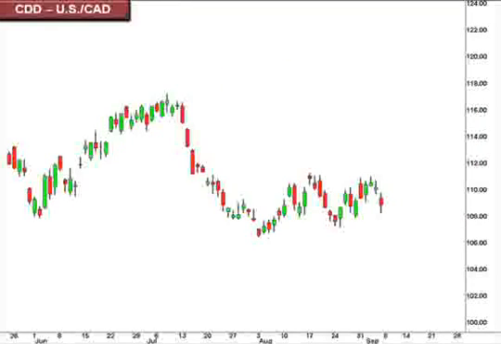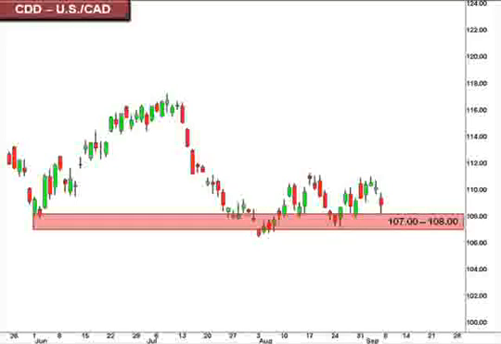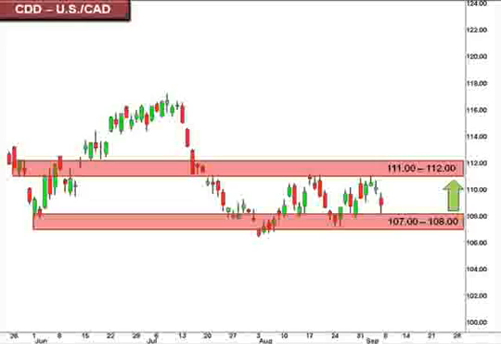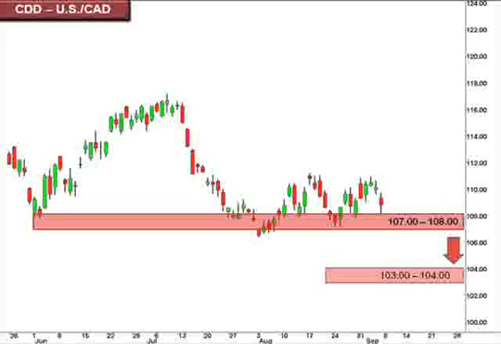Let's take a look at the first of our ISE FX options pair values, the CDD, the US versus the Canadian dollar. As you can see here, we are back down testing that 107, 108 focal zone, which continues to be a very strong support level for this particular pair value. Now, the beginning of the week saw a test of the 111, 112 focal zone, and until we actually get a break above this, we believe that the path of least resistance once again continues to be to the downside, with this 103, 104 focal zone being our first near-term target.